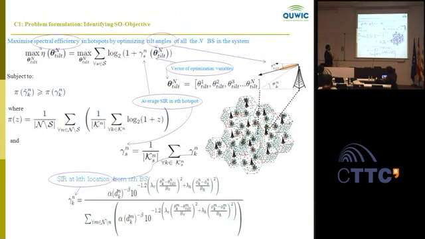So this is how the problem will look like. This is the first step. We are identifying our SO objective, just like the birds identified, okay, they need to maximize spectral efficiency. If we do that, this is how it will look like. I have made clear all the notations just to keep you going with me.